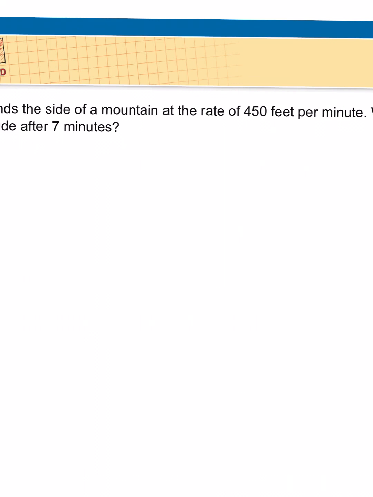Try this word problem on your own. A ski lift descends the side of a mountain at a rate of 450 feet per minute. Stop there. What sign are we going to need? Negative. Why negative? Because it descends and it goes down. And it says per minute.